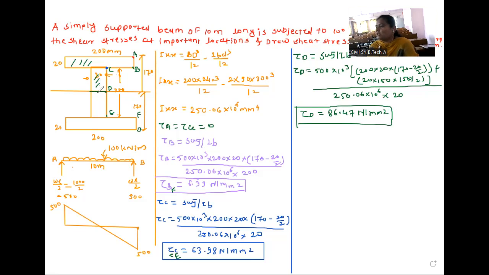Due to this symmetric section, the shear stress at B is equal to the shear stress at F, and the shear stress at C is equal to the shear stress at E. If it were an unsymmetric section, we would have to calculate for all points. So now the shear stress calculation is over. We will draw the shear stress distribution diagram. First I will draw the given figure here.